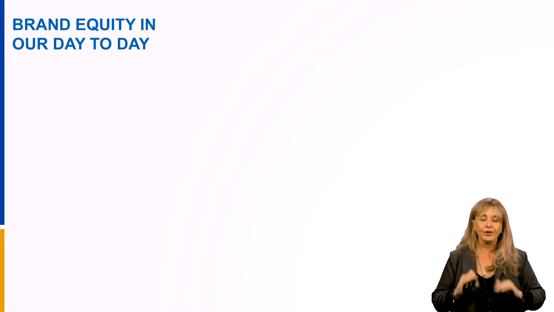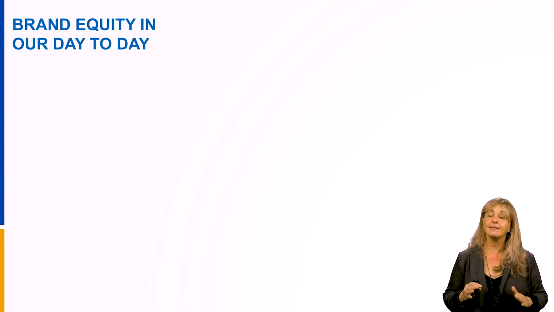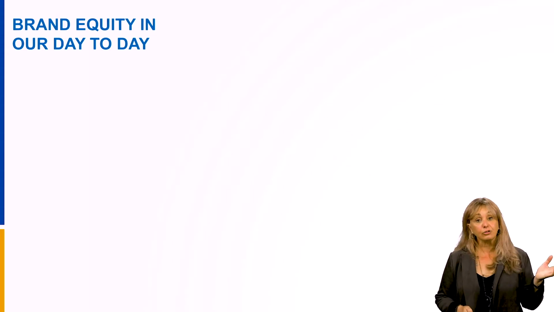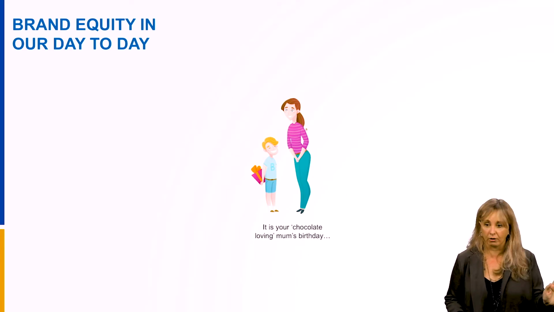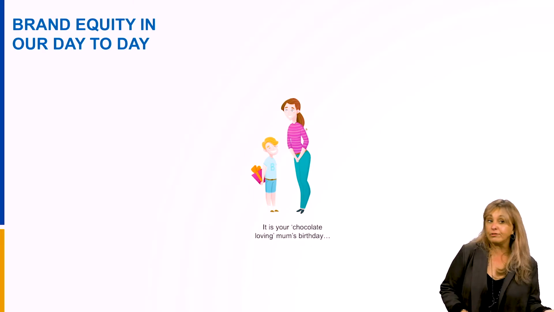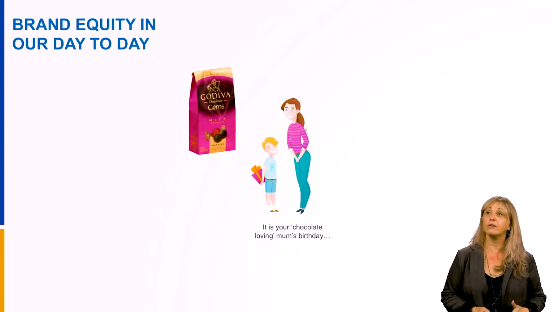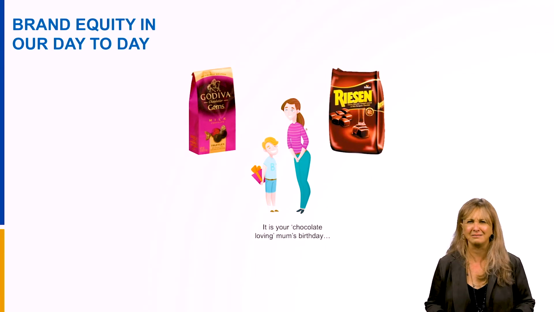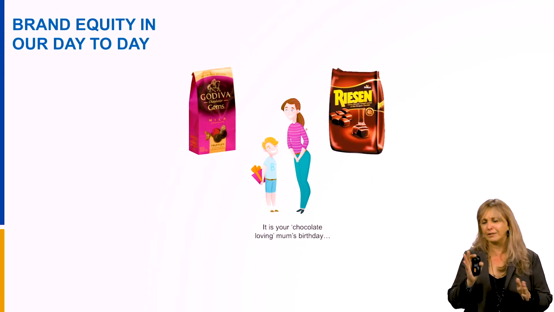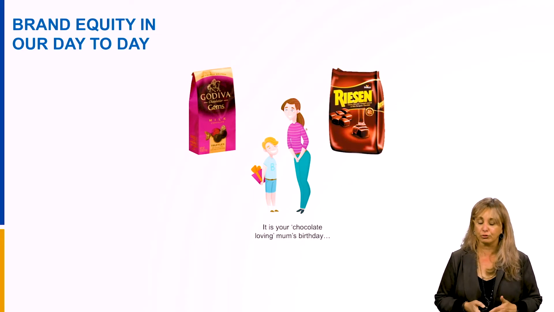Now, let's use a very, very basic example for you to understand equity, okay? And this is a very basic way to measure. Let's suppose it's your mom's birthday, and your mom loves chocolate, and you have to get a gift. You have two options. You go to the supermarket, you have a lovely Godiva pack of chocolates, and you have this completely unknown German brand, Ryzen. It must be German because it sounds German. You don't know it, okay? So you have those two brands that you are going to choose from.